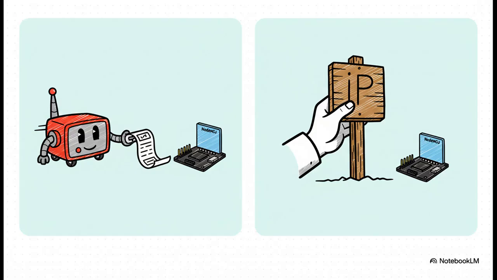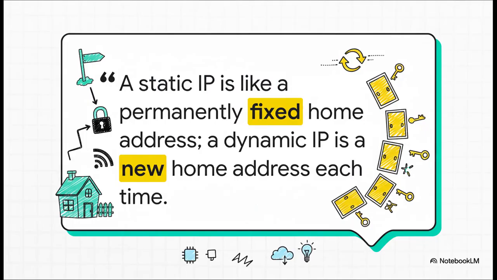And those two options are what we call dynamic and static. With a dynamic address, the network's router just automatically hands out a temporary address to your NodeMCU. Easy peasy. With a static address, you step in and manually assign a permanent, unchanging address to your device. You're in control.